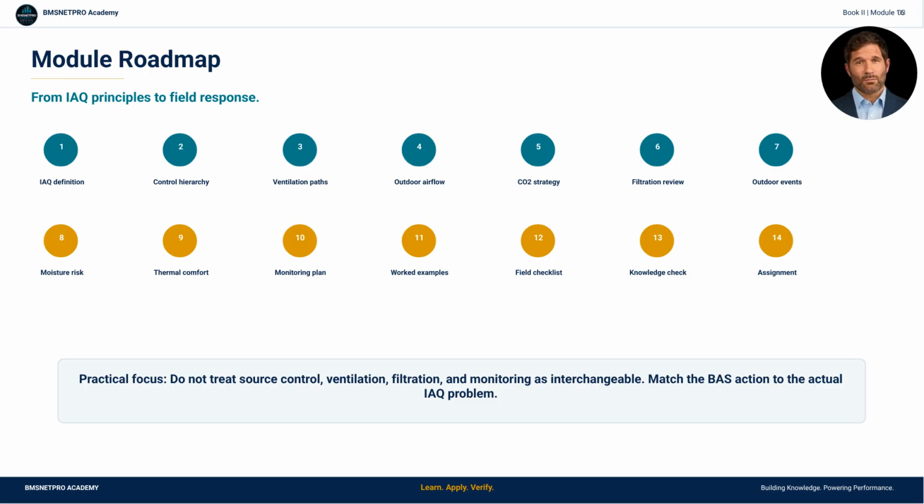This module moves from concept to practice. We begin with what IAQ means in the hierarchy of controls. Then we review ventilation, CO2, filtration, outdoor air quality, moisture, comfort, and monitoring. Finally, we apply the ideas to worked examples and an assignment. The field goal is simple: diagnose the right problem before applying the wrong BAS response.